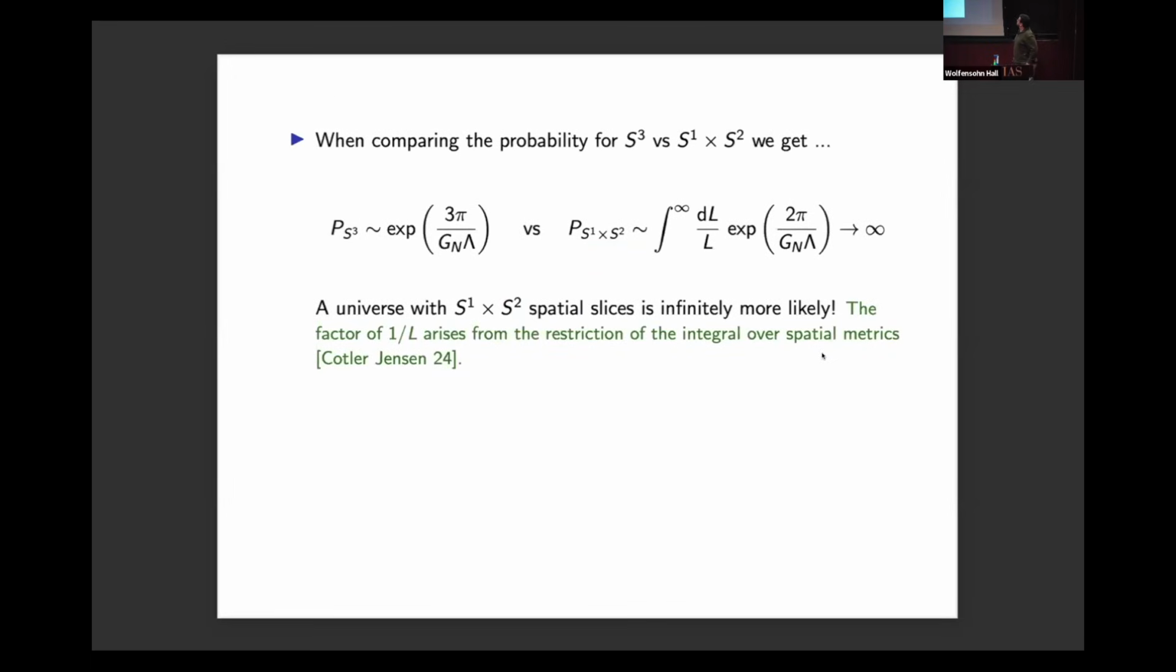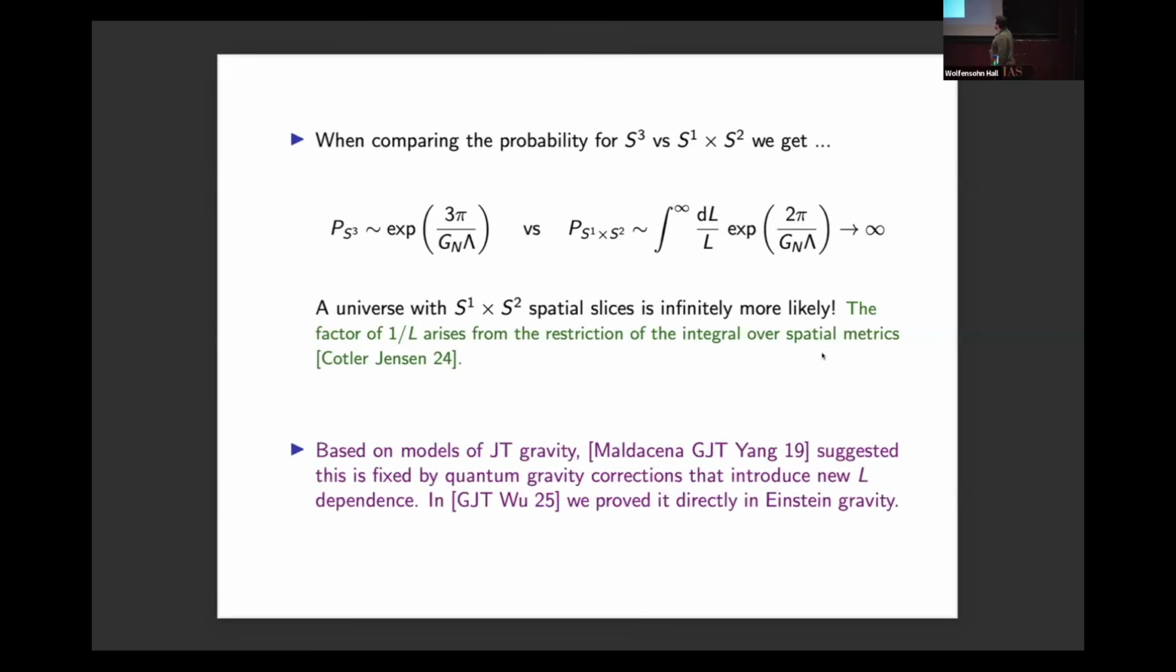This leads to a problem, because when we compare the probability of creating this universe to the probability of creating an S3 universe, in S3 we get the exponential of 3 pi over G Newton lambda. But for this universe, we get something that seems to make sense, but we also need to integrate over L, because all the lengths of the circles are equally likely. In this limit, we get a divergence. So naively, it seems like the probability of creating this universe is infinitely more likely than the S3, which certainly sounds a little weird. And here is a 1 over L related to a question in Douglas' talk about 1 over beta. There is a similar reason why there is a 1 over L from the measure, but it's not enough to fix the problem.